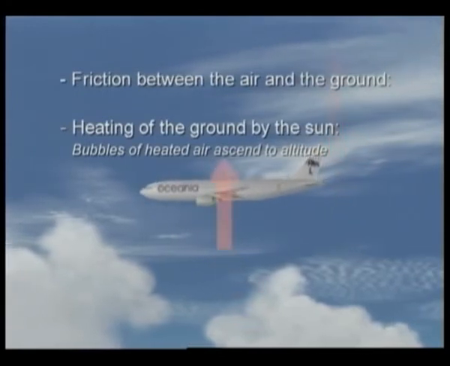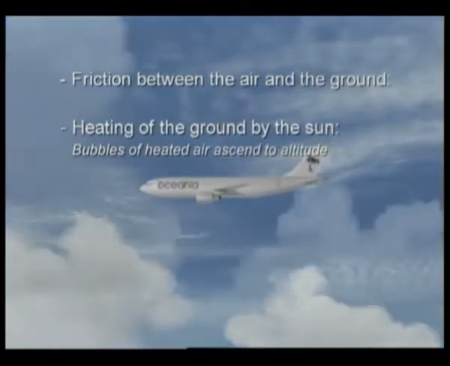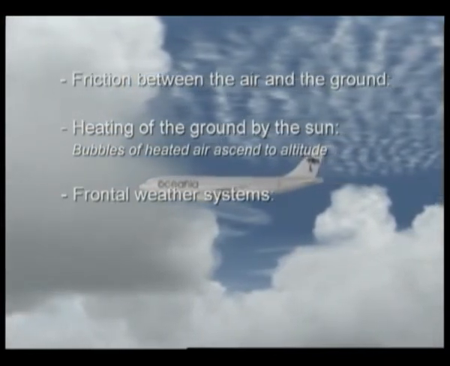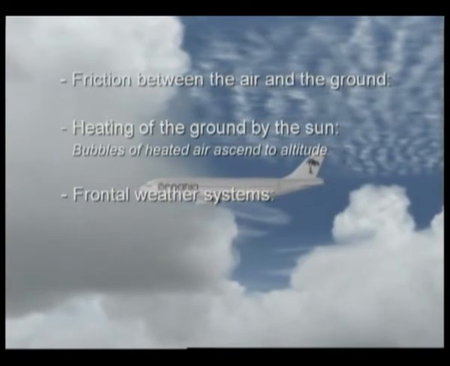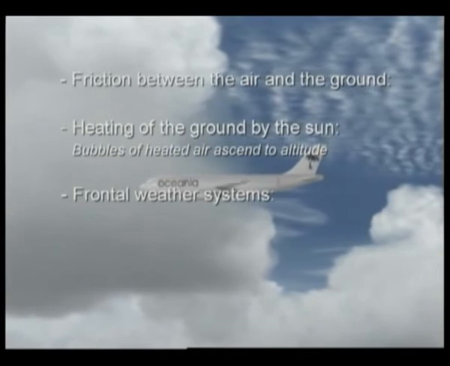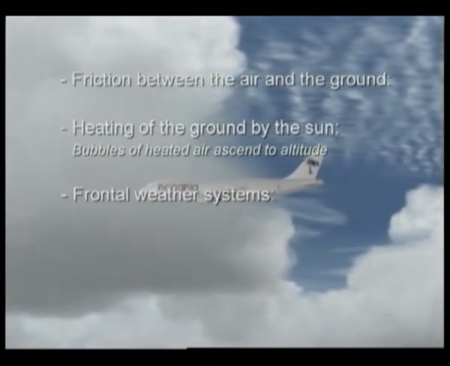Again, this is more often to be found at lower level. Frontal systems also bring turbulence, and it is due to the uplift imparted to the warmer air by the sloping frontal surface and friction between the opposing air currents of the two air masses.